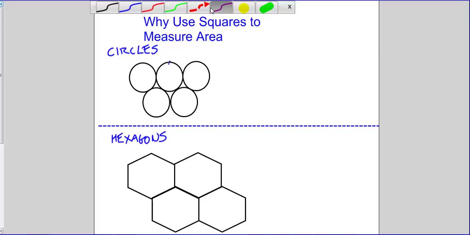Well, for example, circles don't fit together, so if you use circles to measure area, you would miss some of the actual area because there are spaces between the circles. The circles do not fit perfectly together. So that is a reason we do not use figures like circles.